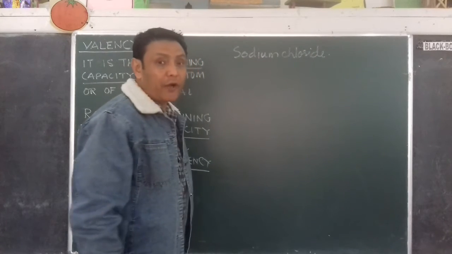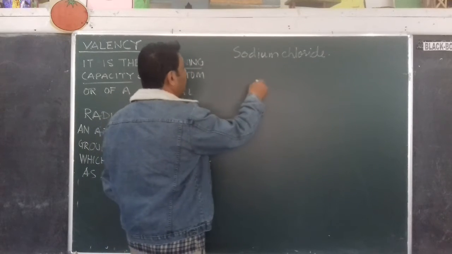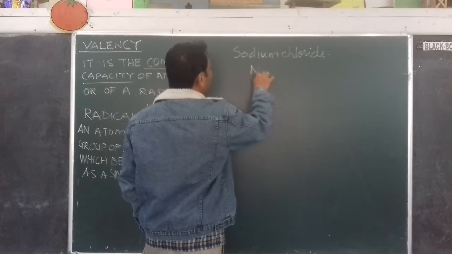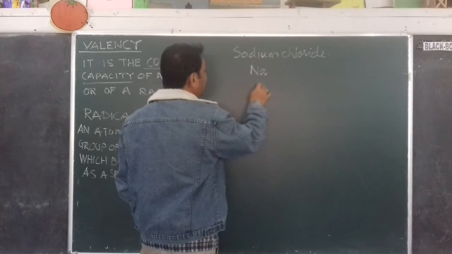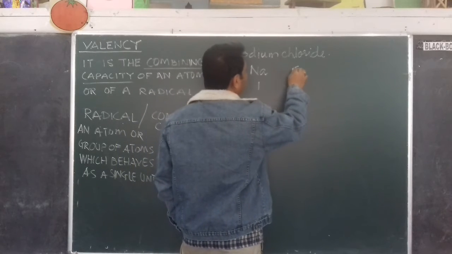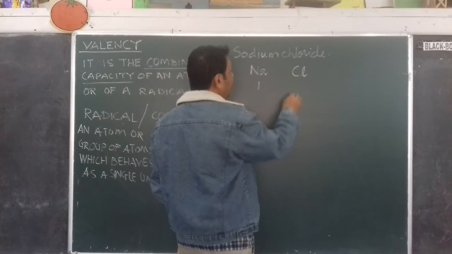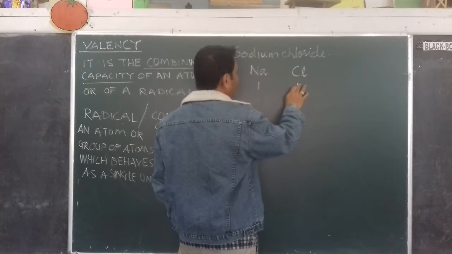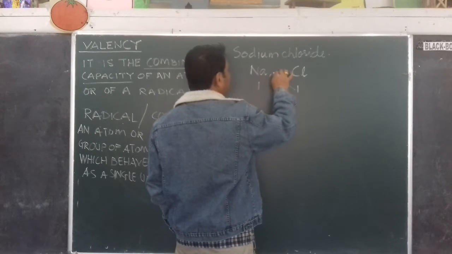Sodium chloride. Now, how do we write the formula? Sodium, we know the symbol is Na, and the valency of sodium is 1. Similarly, we write chloride, Cl, capital C, small l, whose valency is 1, isn't it? Now, we exchange the valency like this.